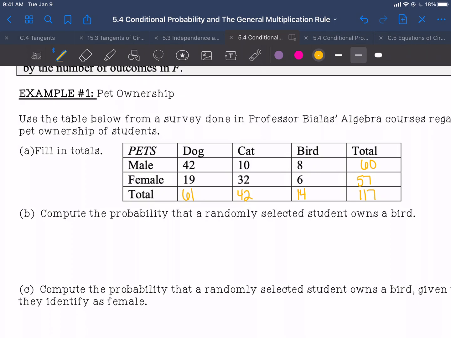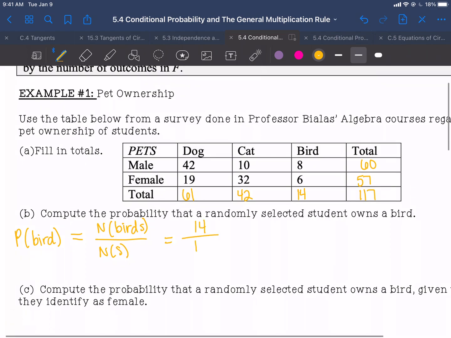So here we are going to compute the probability that a randomly selected student owns a bird. So we're finding the probability that a student owns a bird. So we're going to take the number of students who said they have a bird and divide by the number in the sample space. So if you look at your birds total, that would be 14. Over the number in your sample space, that would be 117. And that's approximately 0.1197.